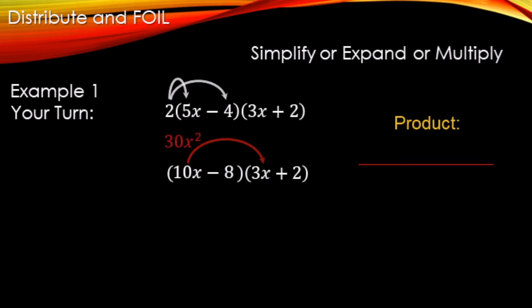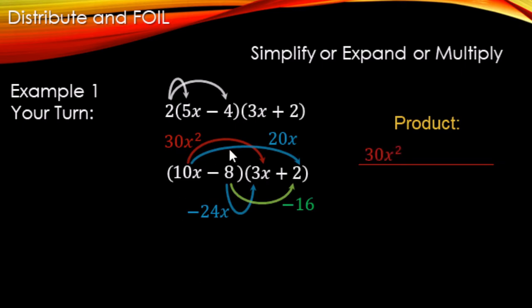10x times 3x, 30x squared. 10x times 2, 20x. Negative 8 times 3x, negative 24x. And negative 8 times 2, minus 16. We got 30x squareds, adding like terms here. 20x minus 24x is a minus 4x, and the constant term, minus 16.